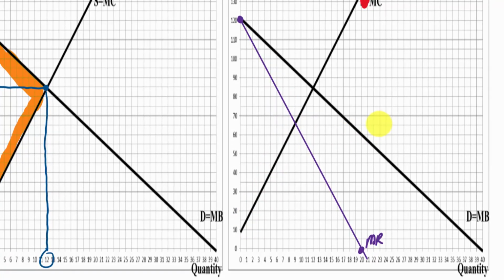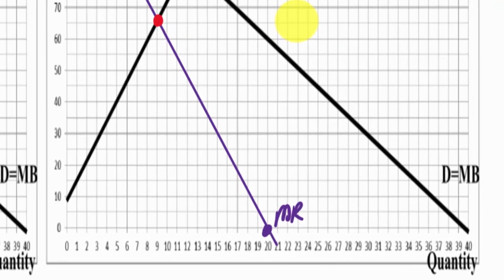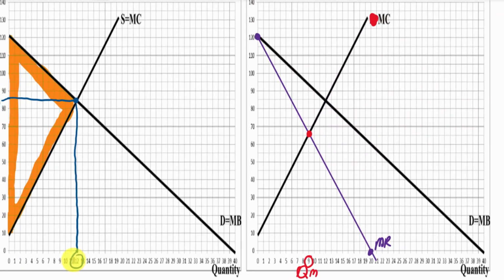And then they're going to stop right here. And it looks like they're going to stop producing at around, and again, this is approximate. We're not trying to get an exact number, but just pick whatever looks like it's pretty close and pretty obvious. We're going to call that the monopolist quantity. So QM, monopolist quantity, would be 9 units instead of the 12 that the pure competition was going to result in producing. And the marginal cost where they stop producing is 65.